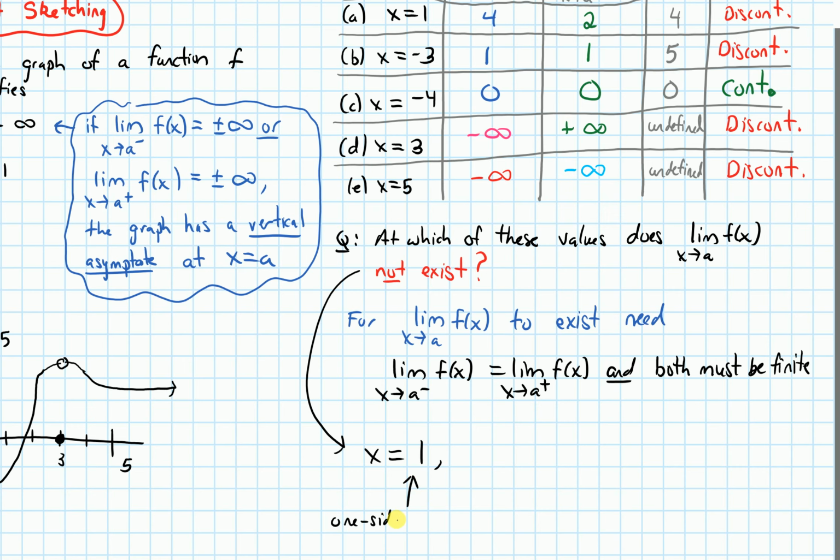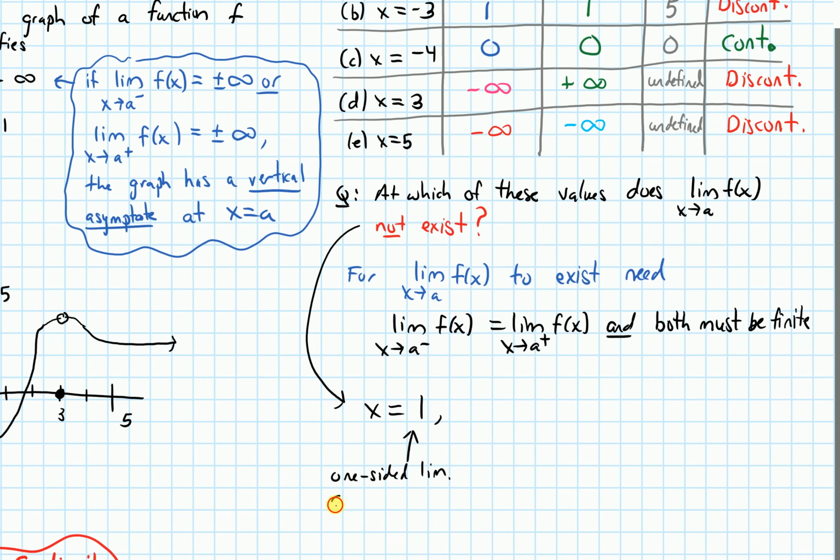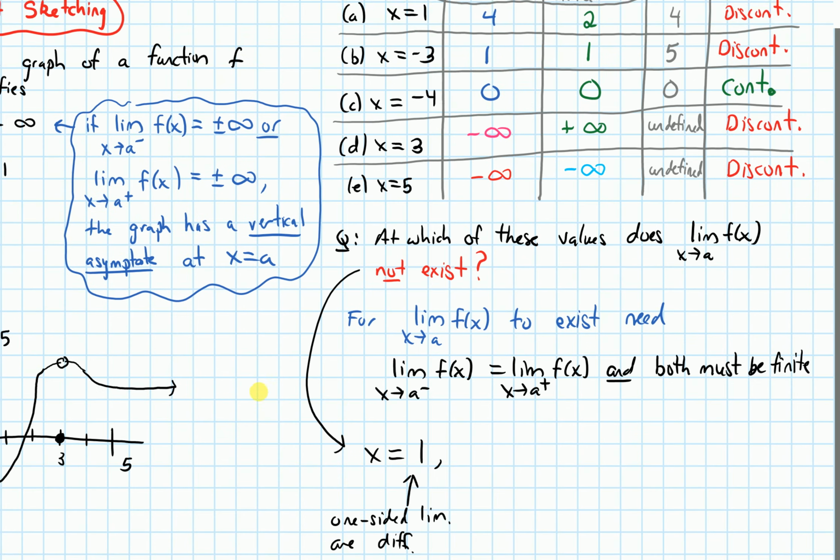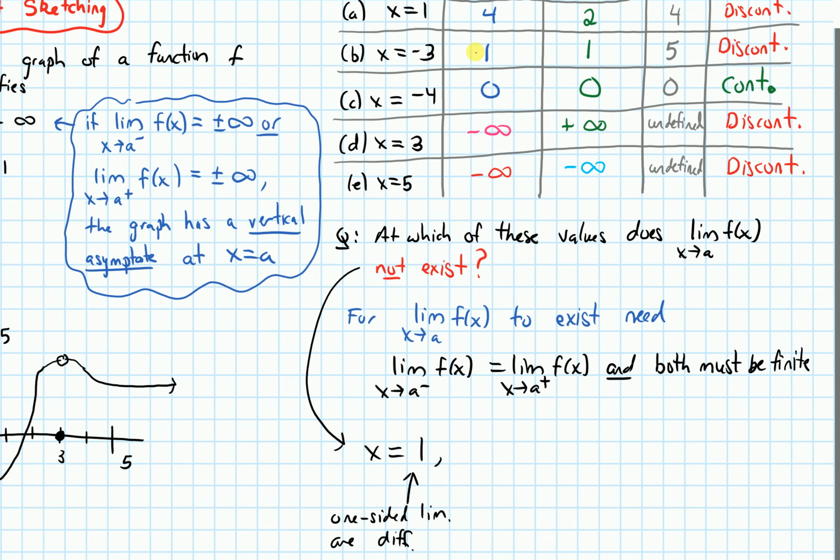One-sided limits are different. That was the reason why there. What about at negative 3? At negative 3, the one-sided limits are the same and they're both finite. So at negative 3, it does exist. Same thing at negative 4. The one-sided limits are both the same. They're both 0, which is a finite number. So negative 4 does exist.